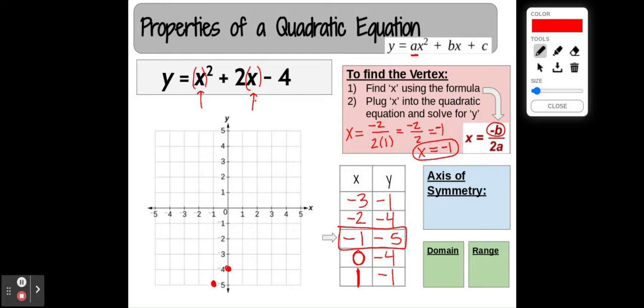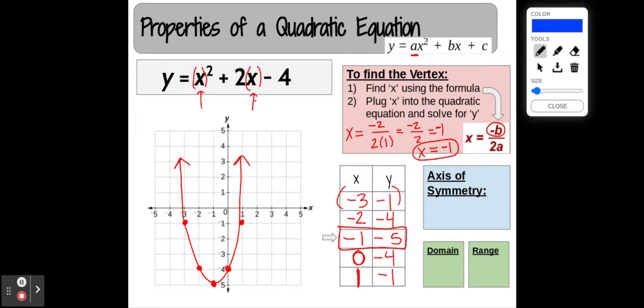So let's graph the points. From the top, negative 3, negative 1. Negative 2, negative 4. I already have the vertex right here. I have 0, negative 4 here, and then I need 1, negative 1. And you see how nice and symmetrical that is. So we're going to connect the points, making our parabola. Here we see that it is opening upward. Okay, so now for axis of symmetry, I'm going to change my color here.